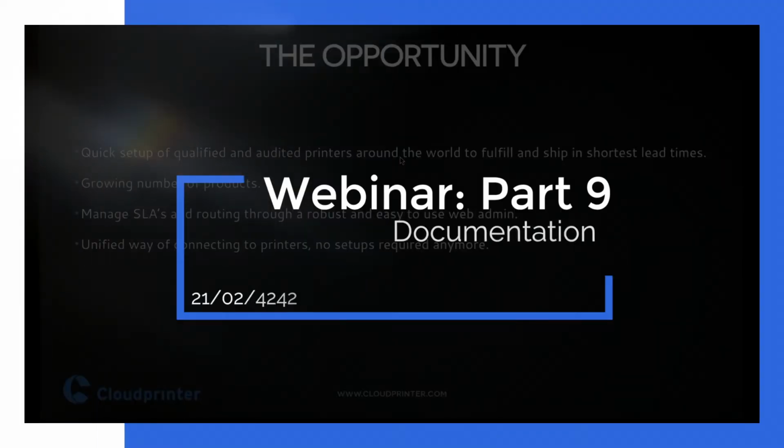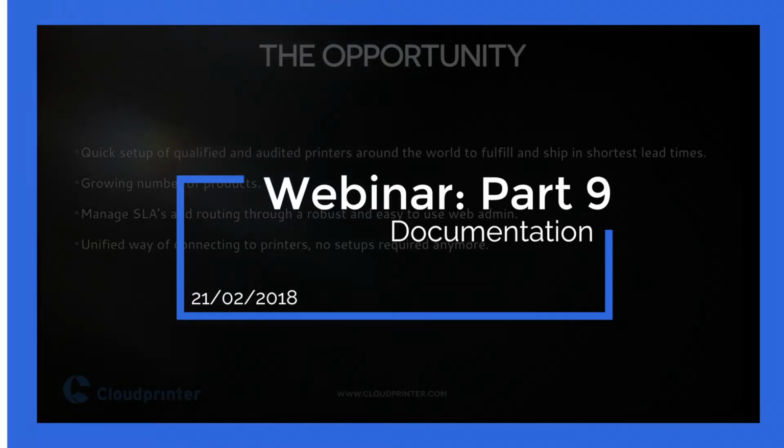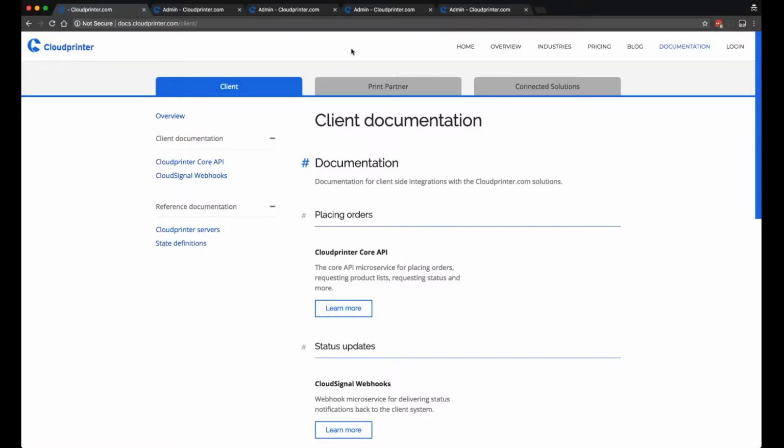Can you show a bit of our documentation, how we described all our APIs and how pretty easy it is to connect? Yeah, sure. This is the docs.cloudprinter.com page, where we have all the documentation for both client printer and connected solutions available. As we have talked about before, we have a few basic APIs and concepts. So seen from a client side, it's the Cloudprinter Core API, also called Cloud Core, and it's Cloud Signal.